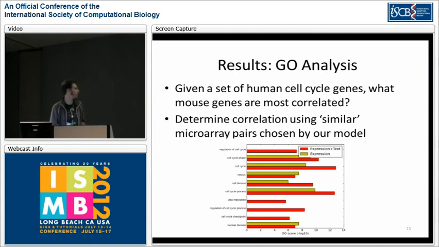Again, we compared the co-training technique, in red, versus the expression technique alone, in yellow. For virtually all of the cell cycle related GO terms, you do see a greater enrichment in the co-training technique. That suggests, again, that the co-training is actually doing a better job in finding similar microarray pairs.